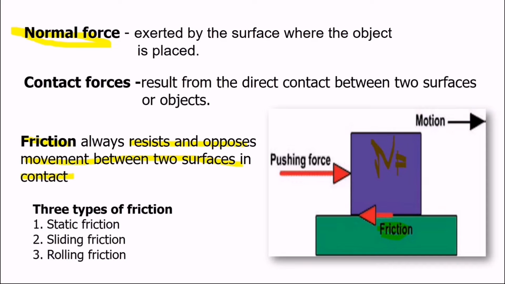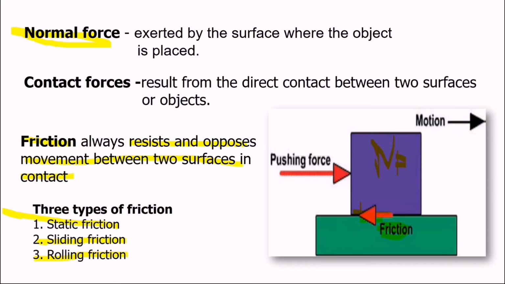So there are 3 types of friction: the static friction, sliding friction, and rolling friction. When we say static friction, it means two stationary surfaces in contact that prevent movement. Kailangan niya para dili ma-move. So, siya ang magpugong.